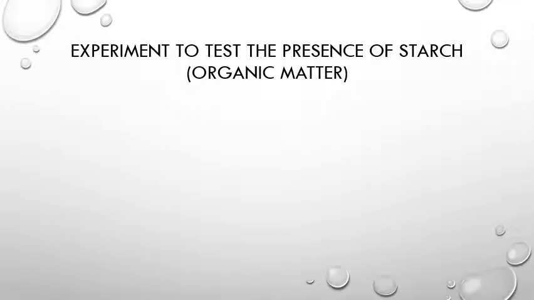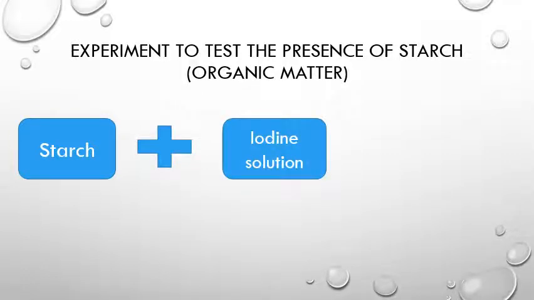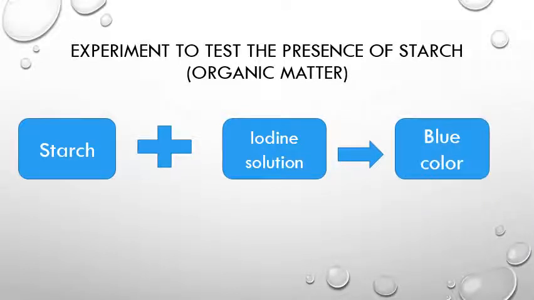And we learned from the last session the experiment that we used to test the presence of starch, which is starch plus iodine solution. What color is it going to give? Excellent, the blue color if there is starch. So if we have starch with the iodine solution, we are going to have a blue color.